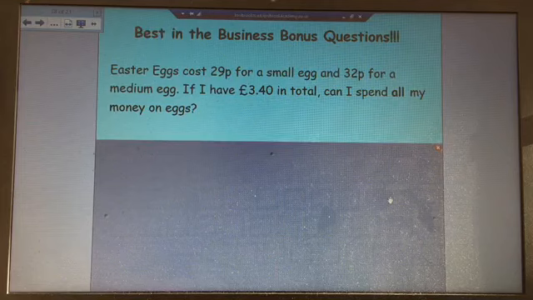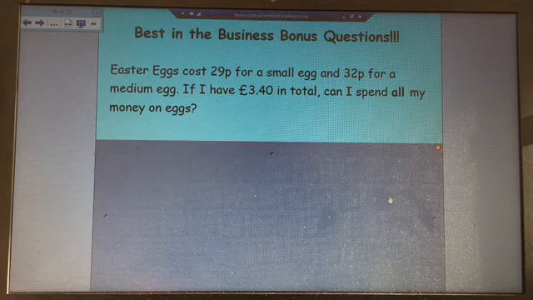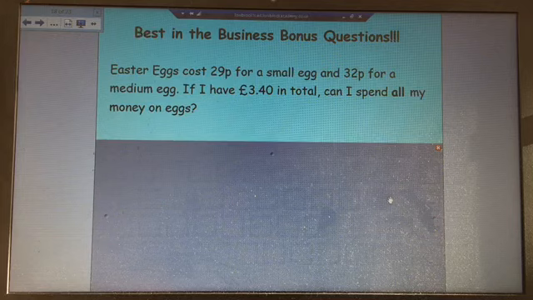Okay, last question then for today. Easter eggs cost 29p for a small egg and 32p for a medium egg. If I have £3.40 in total, can I spend all my money on eggs? And if you look at that all, that is in bold. Okay, so if you want to crack it on your own, press pause. If not, I'm going to show you the answer.